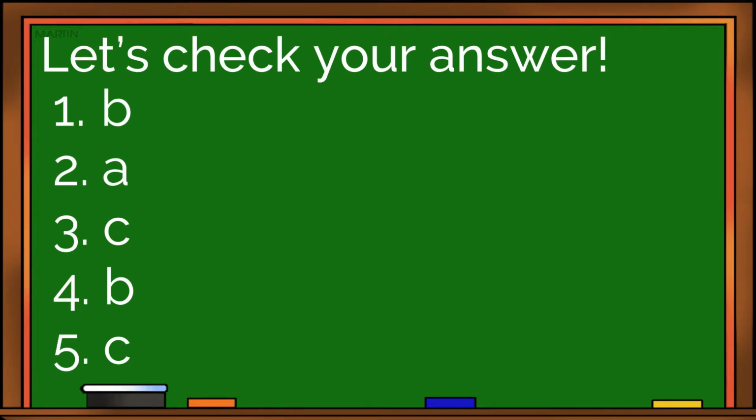And now, let's check your answers. Number 1, B. Number 2, A. Number 3, C. Number 4, B. Number 5, C. Did you get high scores of 5 over 5? Don't worry, because we are going to start our lesson for today.